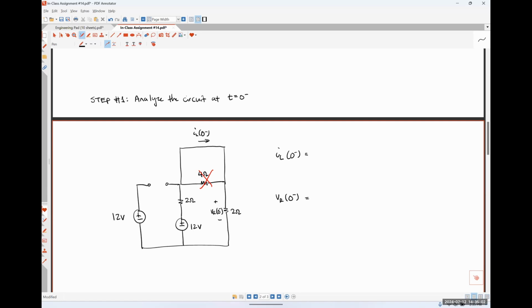It's Ohm's law. So we know that there is a total of a 12-volt drop across this 2-ohm resistor, effectively in series with this 2-ohm resistor, because the 4-ohm resistor was bypassed, right? So 12 volts over 2 ohms plus 2 ohms is 12 volts over 4 ohms, or 3 amps. Absolutely correct. What about VR at 0 minus?